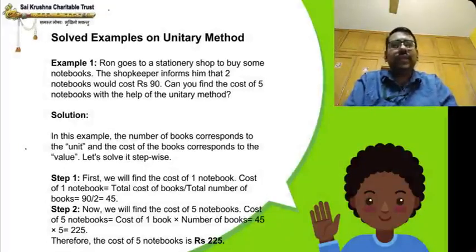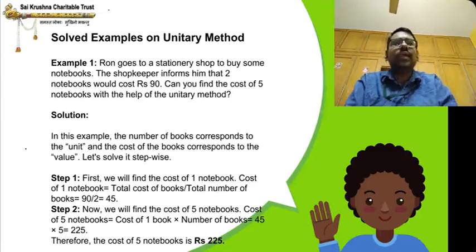Some solved examples on unitary method. Example 1. Ram goes to a stationery shop to buy some notebooks. The shopkeeper informs him that 2 notebooks would cost rupees 90. Can you find the cost of 5 notebooks with the help of unitary method? Now, what we will do for the solution?